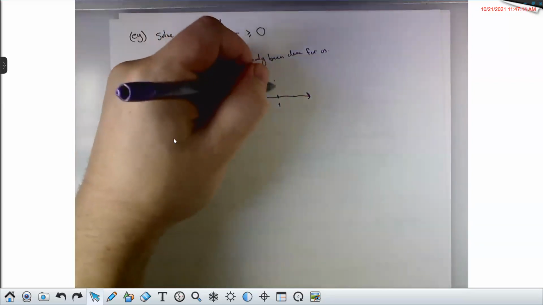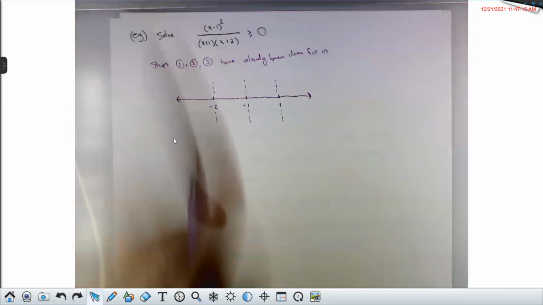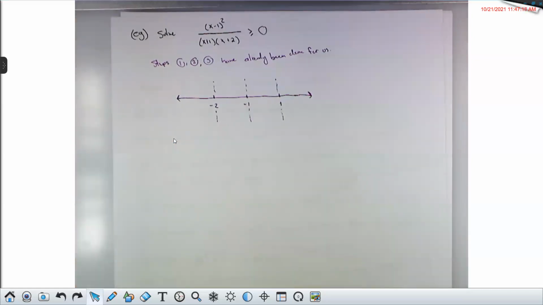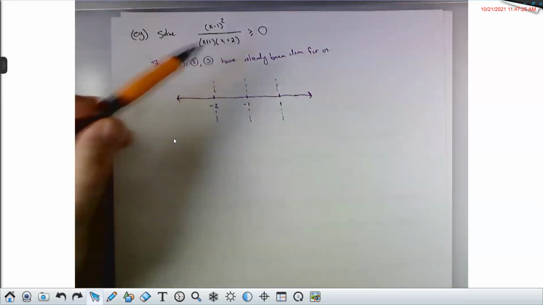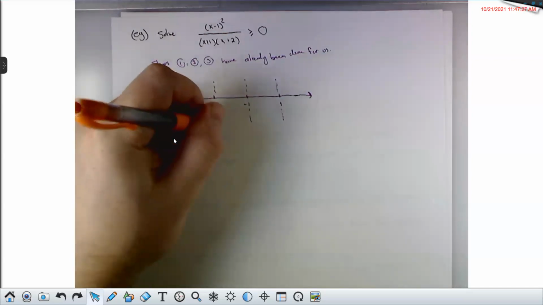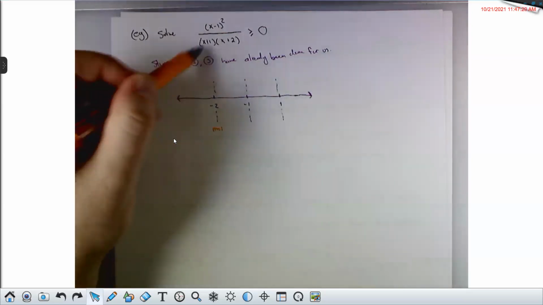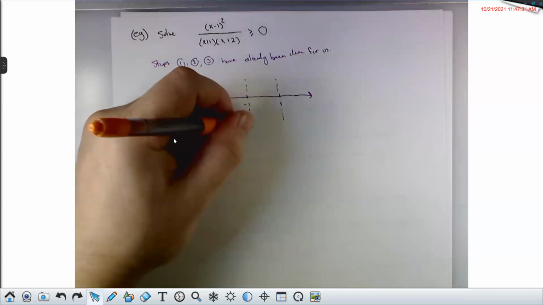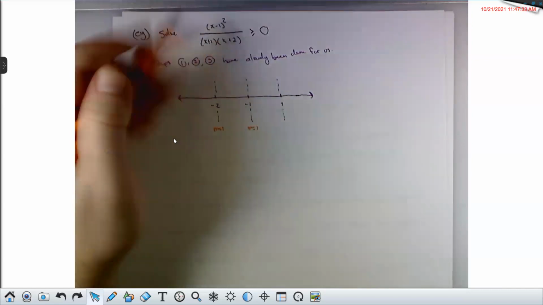The reason I'm choosing this example is because it's actually one of the only examples in your textbook where you have a multiplicity other than 1. So the -2's multiplicity is 1. The -1's multiplicity is 1. And the +1's multiplicity is 2.